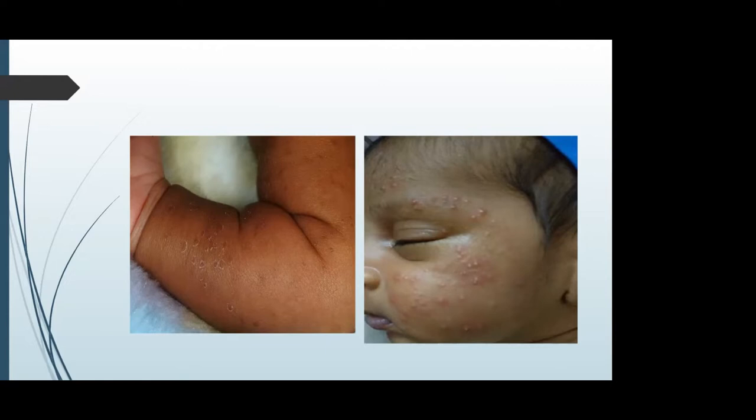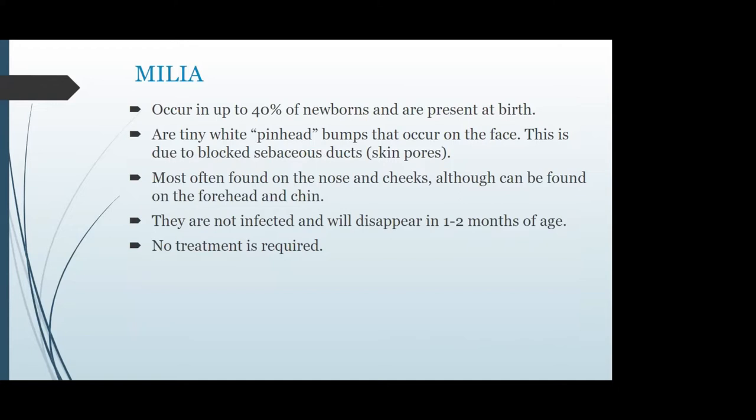Okay, another benign, harmless skin condition that we see in newborns is what we call milia. And milia, we otherwise know it as milk spots, okay? It's also very common in our newborns. It occurs in up to 40% of them, and it is also present at birth. Now, it presents like tiny white pinhead bumps that occur typically on the face, and it's due to some of the oil ducts that I talked about in the middle layer of the skin getting blocked. And then because of that, there's some accumulation of oil and then it just looks like milk spots on the face. It's common around the nose and cheek area, although can be found on the forehead and chin.